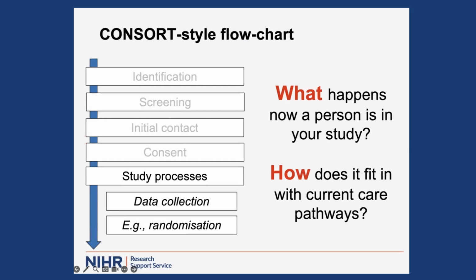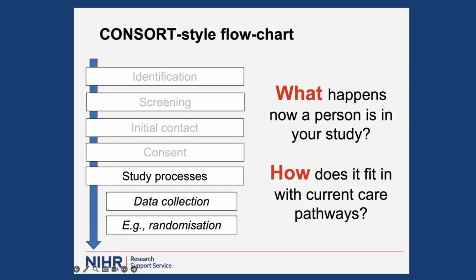So you've thought about your recruitment, you have described how you're going to identify, screen, make initial contact, and get consent from participants. So what happens now that a person is in your study? What are the processes? And how, again, does that fit in with current care pathways? Are you asking to do something really, really different for the sake of your research study?